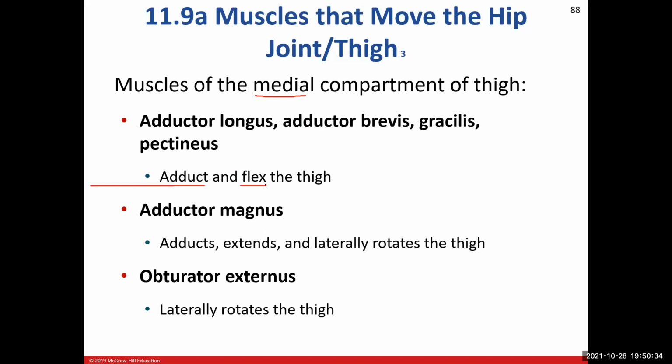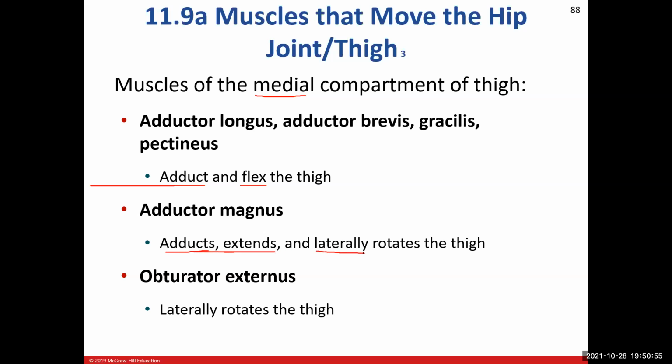Now, adductor magnus is a very large muscle, but it sits more in the posterior portion of the medial compartment. It sits a little bit more back towards your glute muscles. So it too will adduct, obviously, because its name is adductor, right? But we'll also see it will extend the thigh and also laterally rotate the thigh.